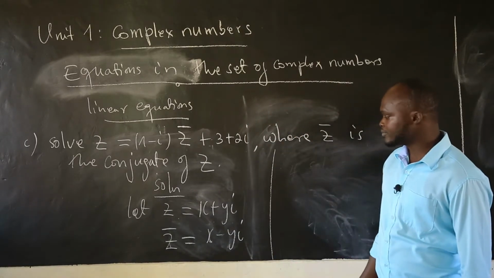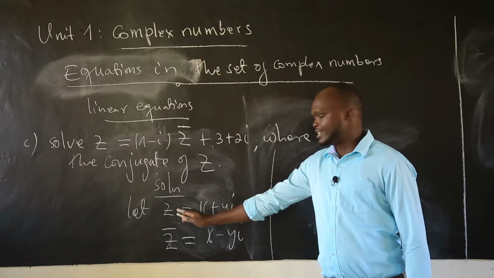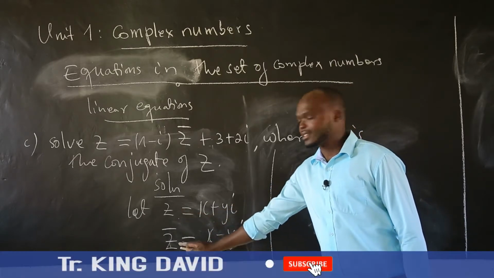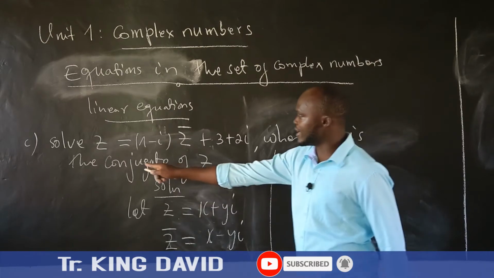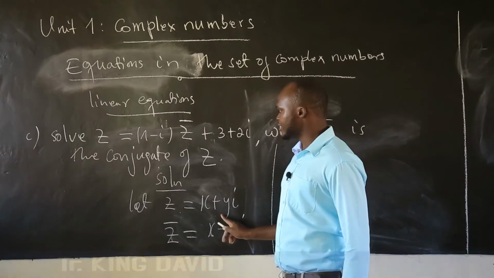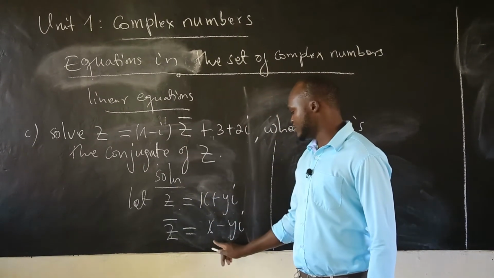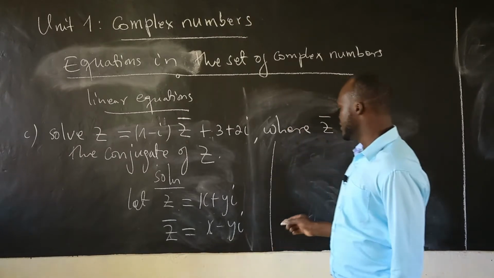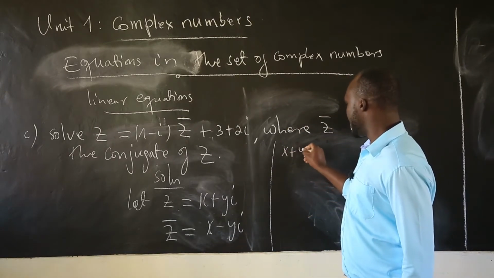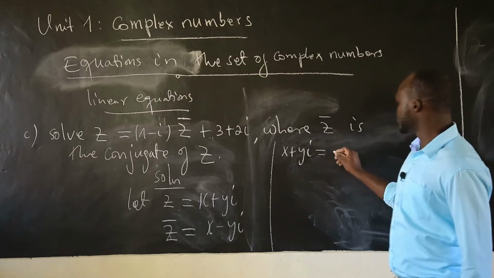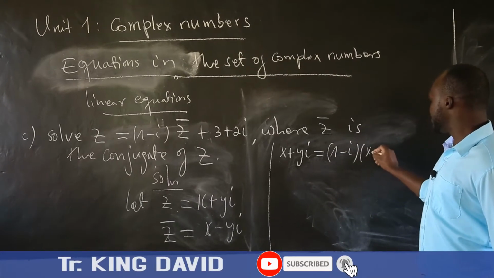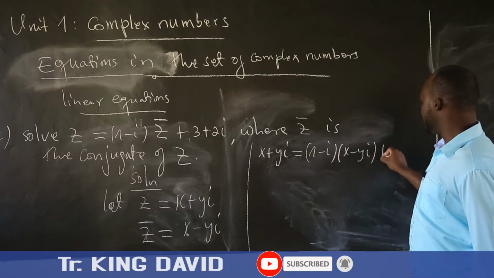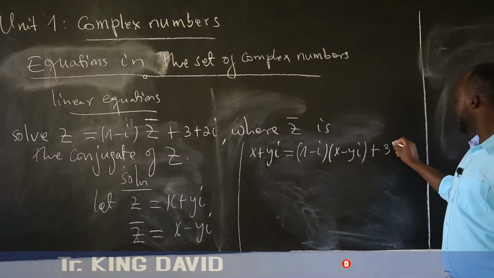So therefore, if our z is x plus yi and its conjugate is x minus yi, where there is z, we're going to use x plus yi. Where there is z conjugate, we're going to use x minus yi. So that means x plus yi equal to (1 minus i) into bracket (x minus yi), then plus 3 plus 2i.